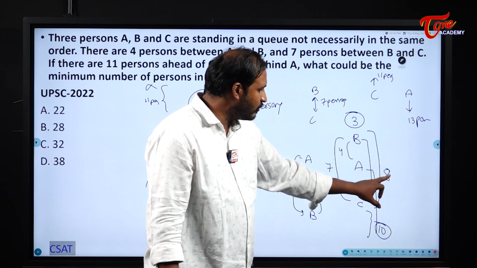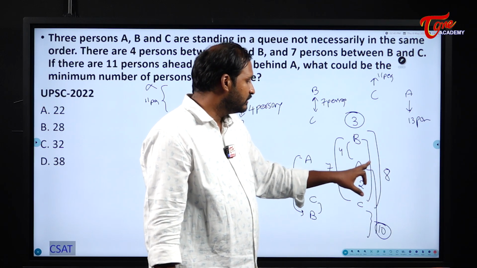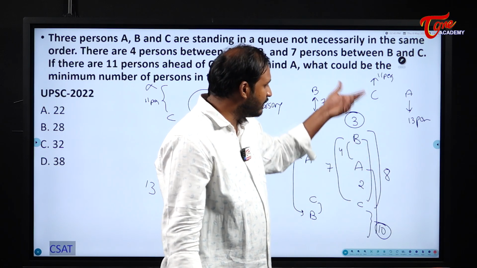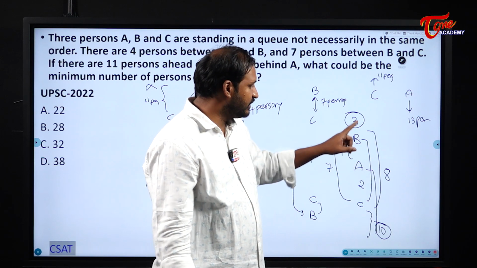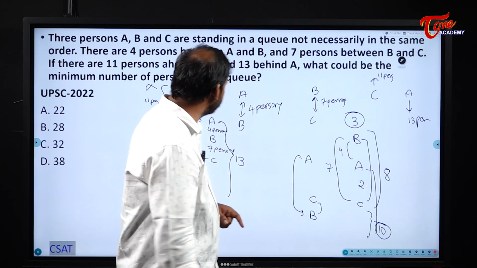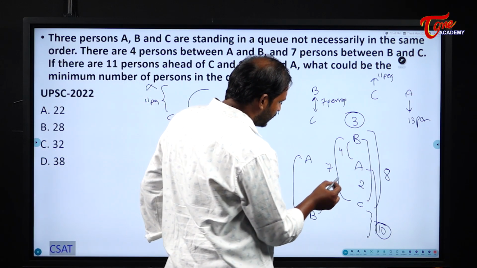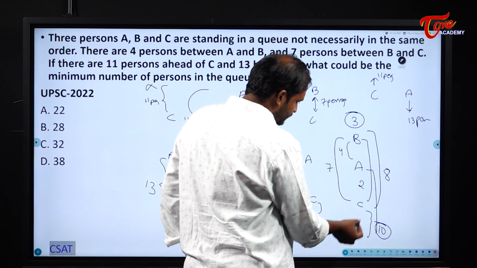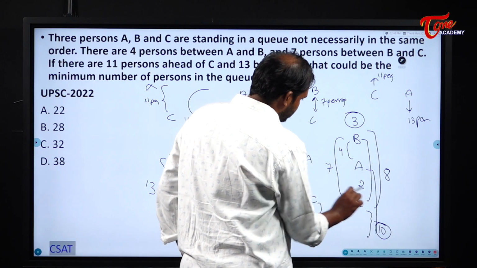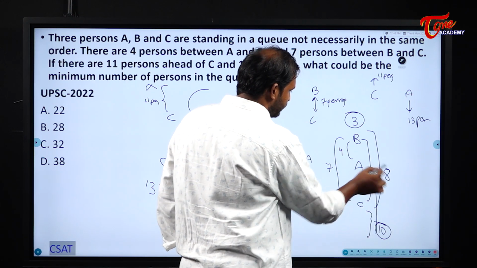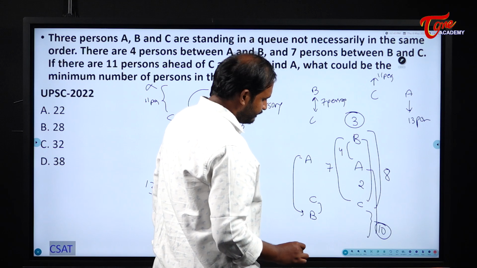Between A and B I will have how many? 8, including B. And above B how many will I have? 3. So 3 plus 8 plus 10, what does it become? 21. Or are we missing anything? Here 3, 2 plus 1, 3, and 10. 10 plus 8, it is 18.